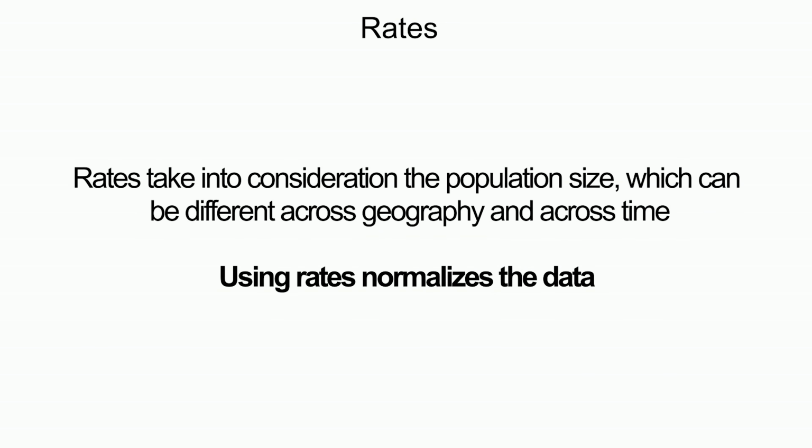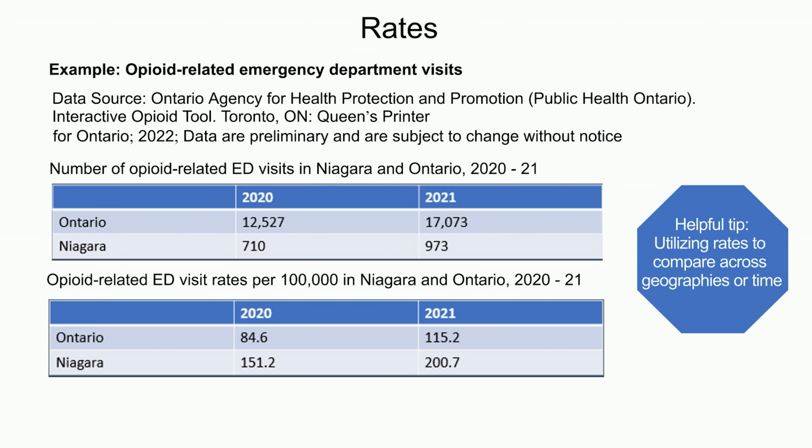Another tip is looking at data rates. Rates take into consideration the population size, which can be different across geography and across time. Using rates normalizes the data. It is also important to appropriately cite your data. Look to grant guidelines for this.